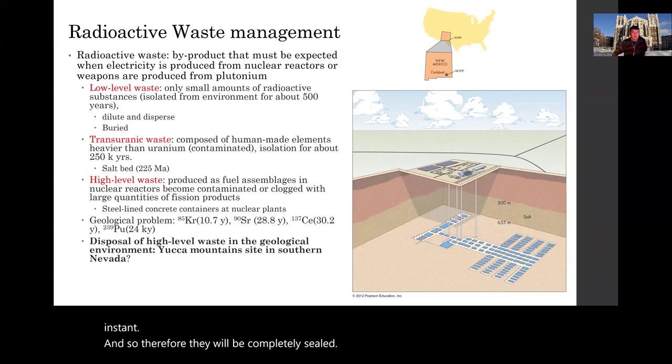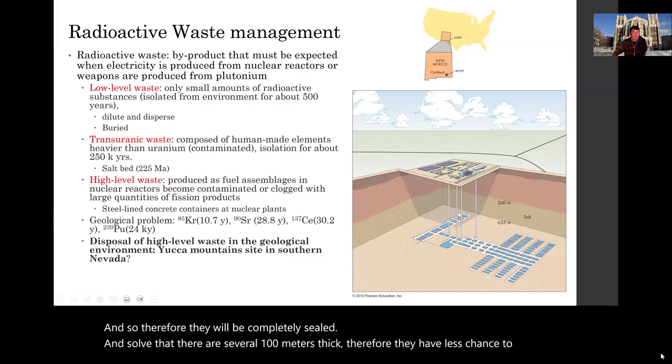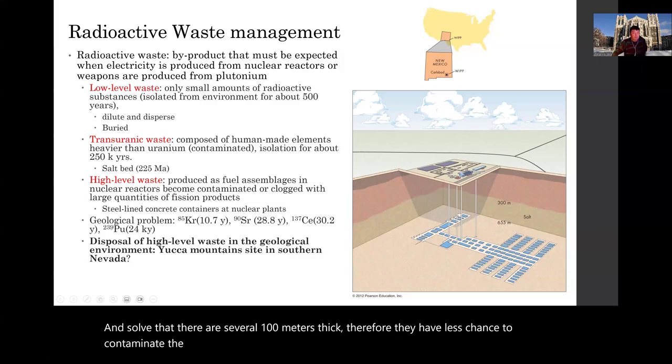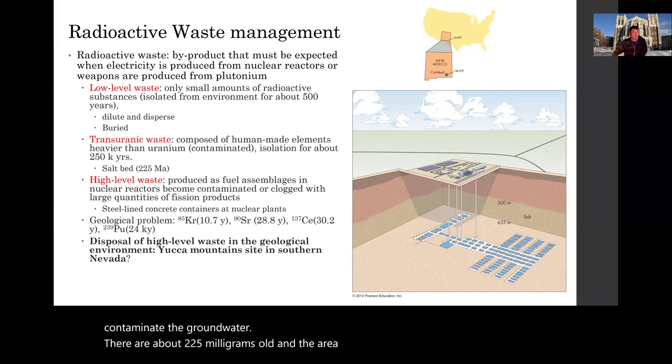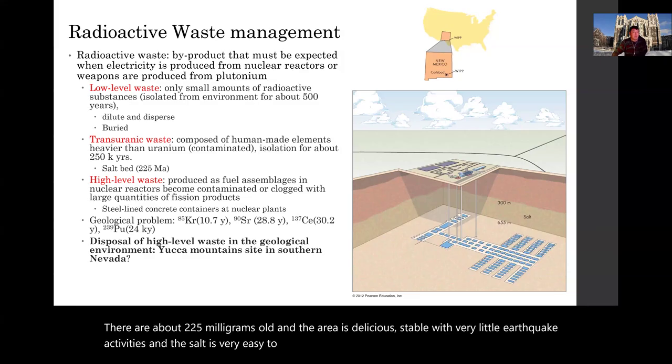And the salt beds are several hundred meters thick. Therefore, they have less chance to contaminate the groundwater. They're about 225 million years old, and the area is geologically stable with very little earthquake activity. And the salt is very easy to mine, and has no flowing groundwater.